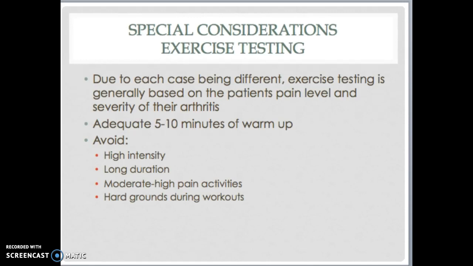So for them, exercise testing, you want to really avoid a high intensity workout. It's contraindicated with acute inflammation. So your hot, swollen, and painful joints, it's going to be contraindicated, and it's going to, in the long run, hurt your patient. If your patient is going through a spell of acute inflammation, it should be postponed, or the exercise testing should be stopped immediately, and then looked at later.